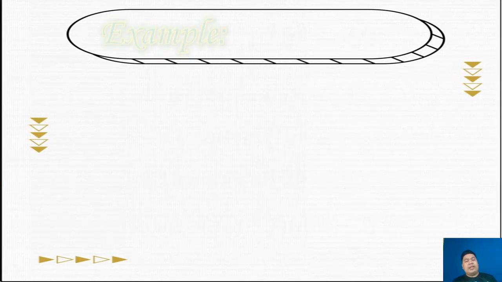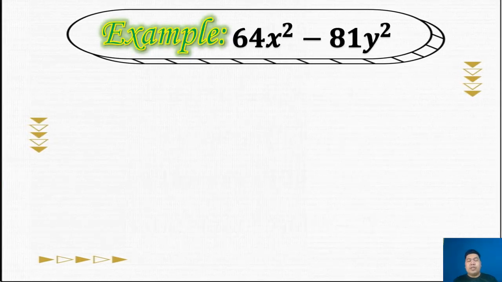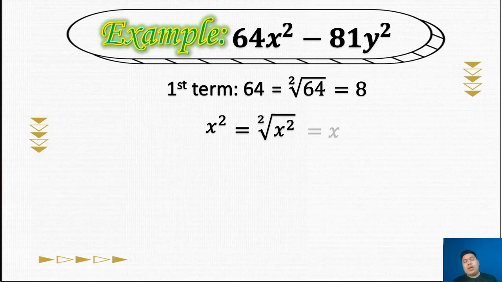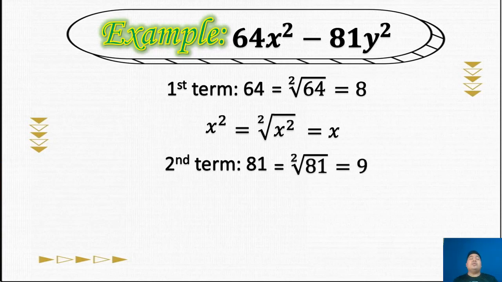Now for our final example, we have 64x squared minus 81y squared. Our first term, we have 64. The square root of 64 is equal to 8. We have x squared. The square root of x squared, we have x. Then, for the second term, we have 81. The square root of 81 is equal to 9. Then, we have the y squared. The square root of y squared is y. So, we have extracted the roots.